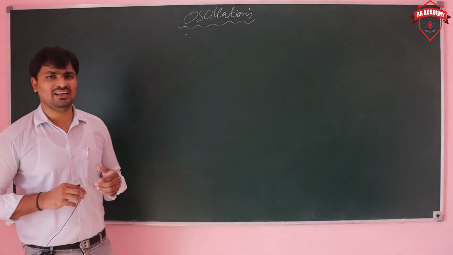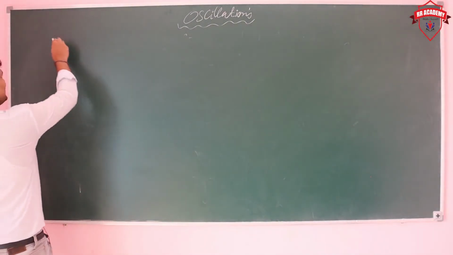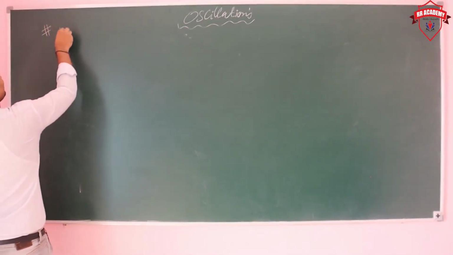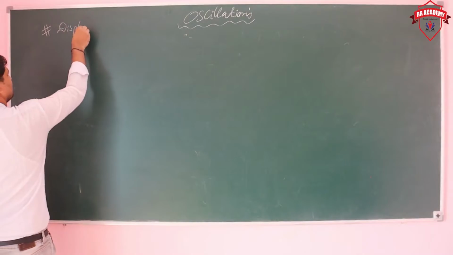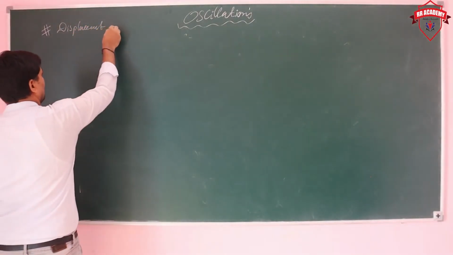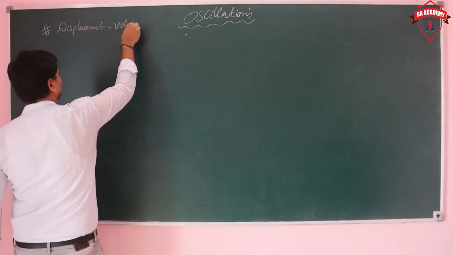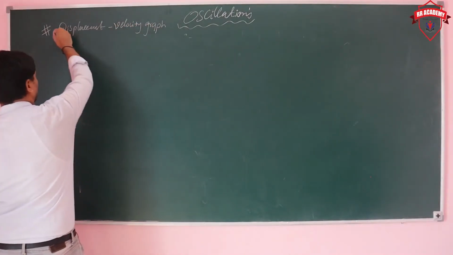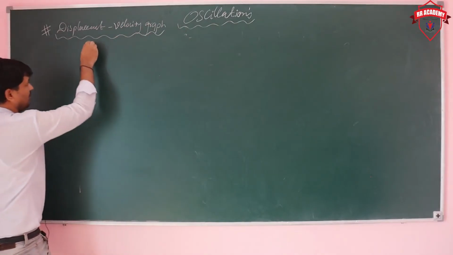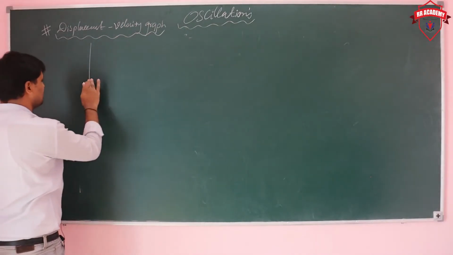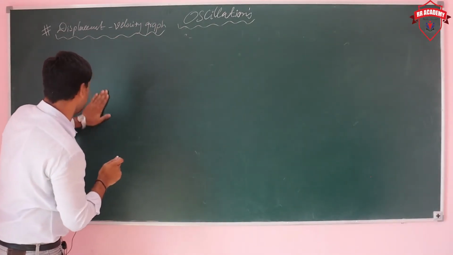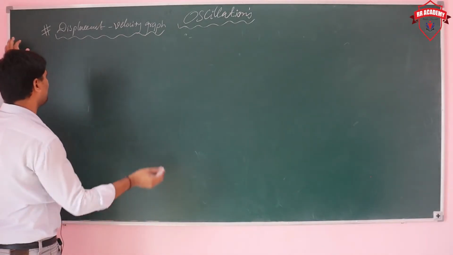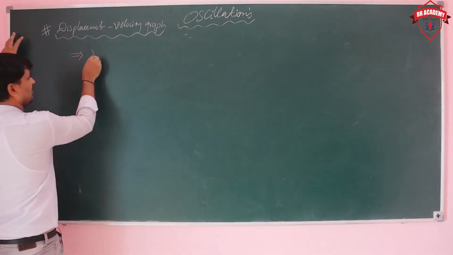Okay, we'll see the graph between displacement and velocity. Displacement velocity graph. So I am considering velocity on y-axis and displacement on x-axis. Before that, first you can write the relation between them.